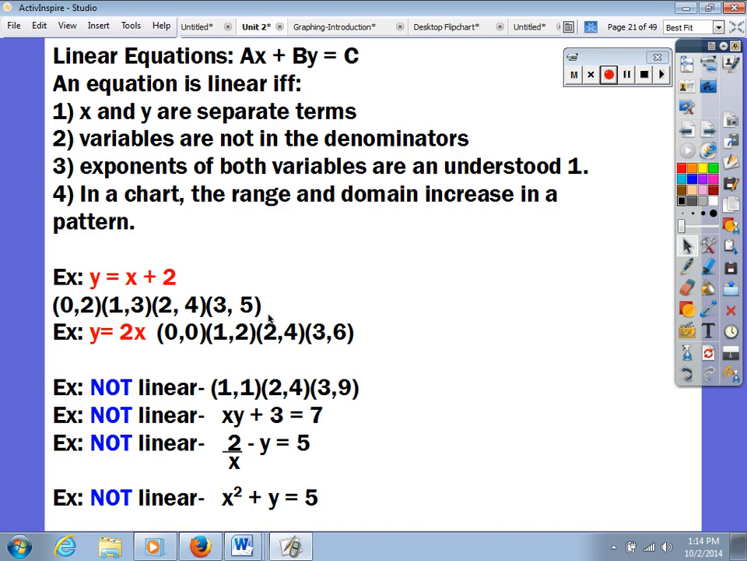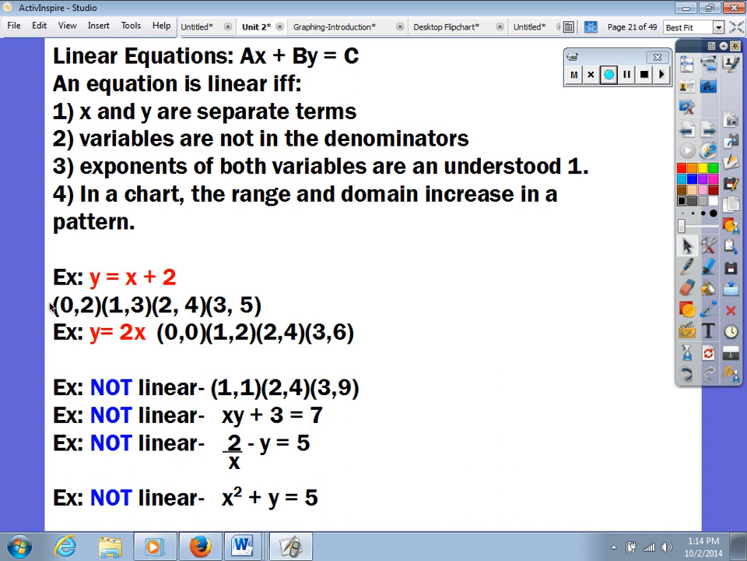And our examples, this was one that is linear because note it has the qualifications. X and y are separate. There's no variables in the denominator. The exponents are both an understood one. And in a chart, the range and domain would increase in a pattern. And I didn't put it in a chart, I just put it as ordered pairs, but you can easily see. Here, my domain, I'm constantly adding 1. And in my range, I'm also constantly adding 1.